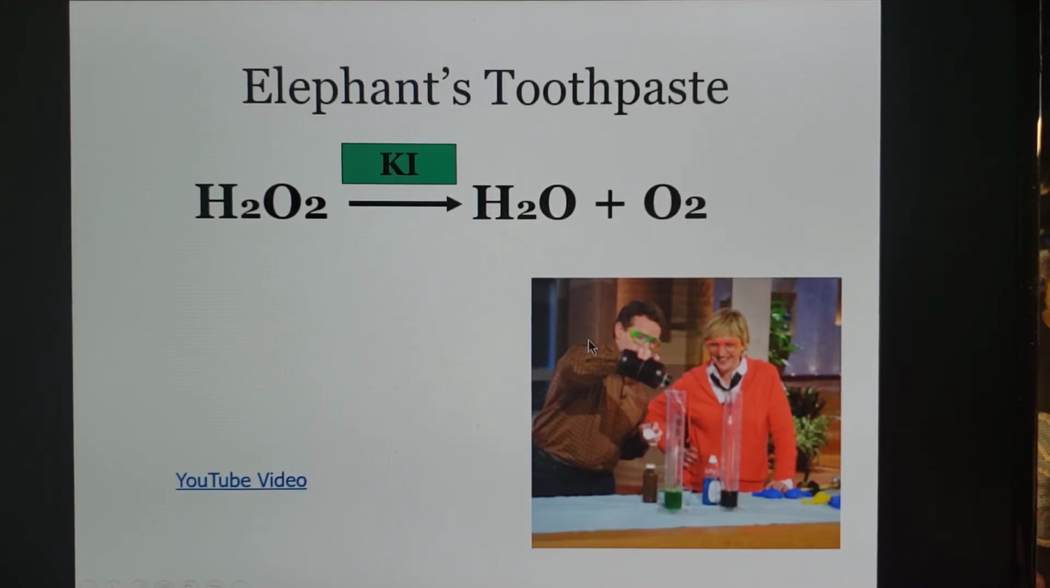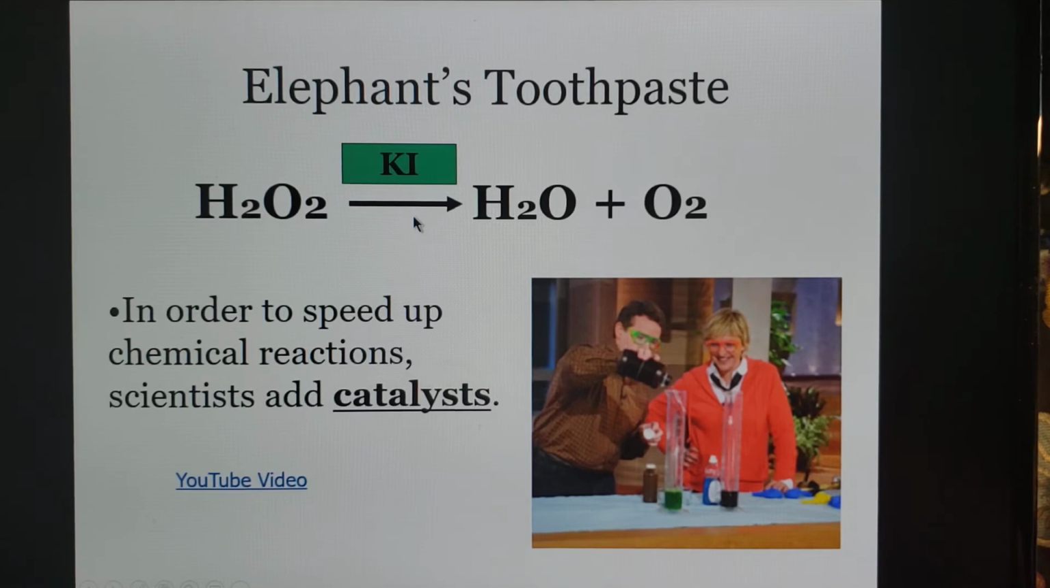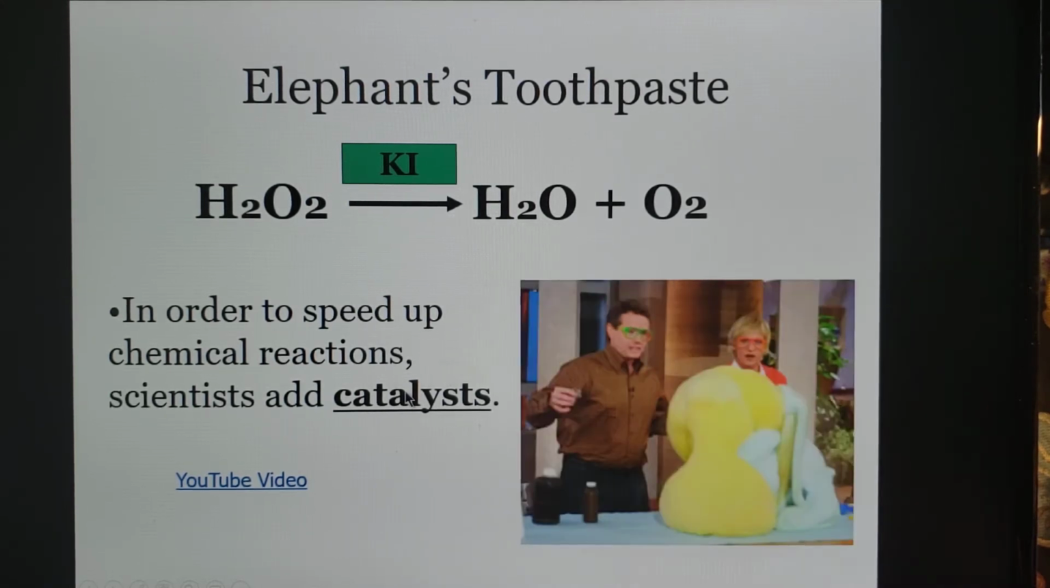Okay, we have to use potassium iodide, KI, two particular elements together. Potassium iodide is the thing that makes this reaction work. In order to speed up reactions, we're adding something called a catalyst. I already mentioned the catalytic converter on your parents' car. A catalyst makes a reaction work faster.